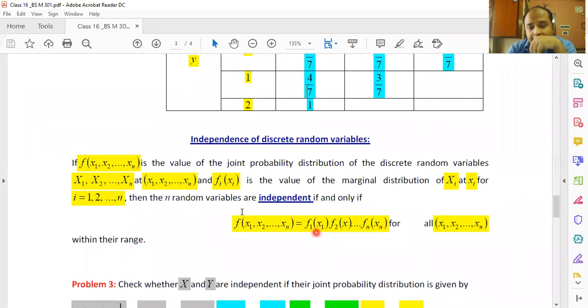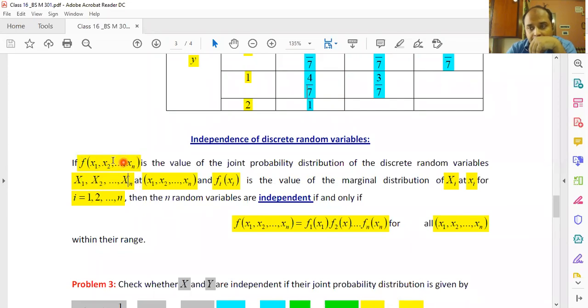Important part is that if we have a joint probability like this for the multivariate case, this joint probability function is being represented by f. Now these variables inside the function are the values of the random variables represented by capital letters. x1 is the value of X1, x2 is the value of X2, xn is the value of Xn.